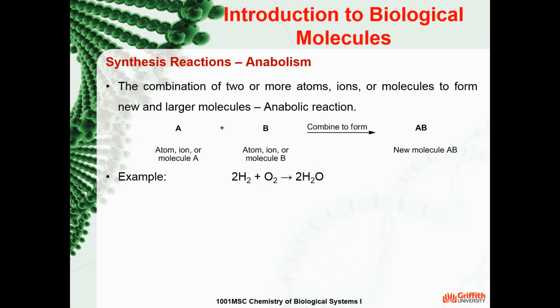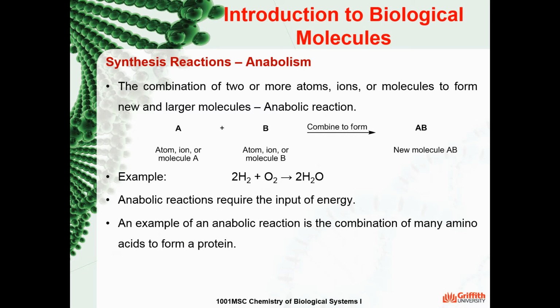Let's take an example. Hydrogen gas combines with oxygen gas to form water molecules. Anabolism reactions generally require the input of energy. An example from our body is the building of proteins from amino acids.